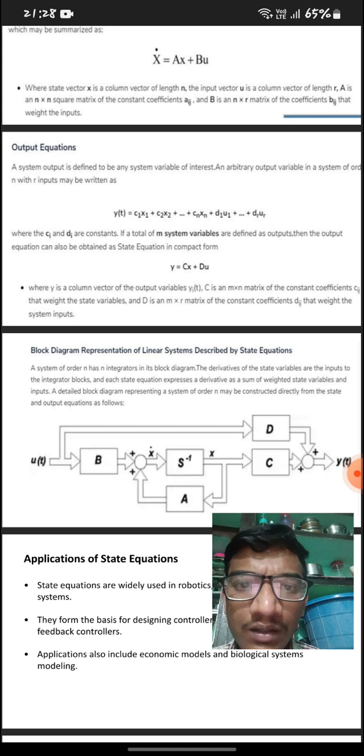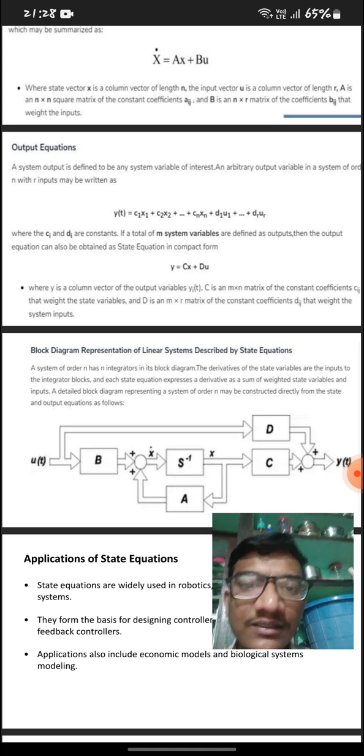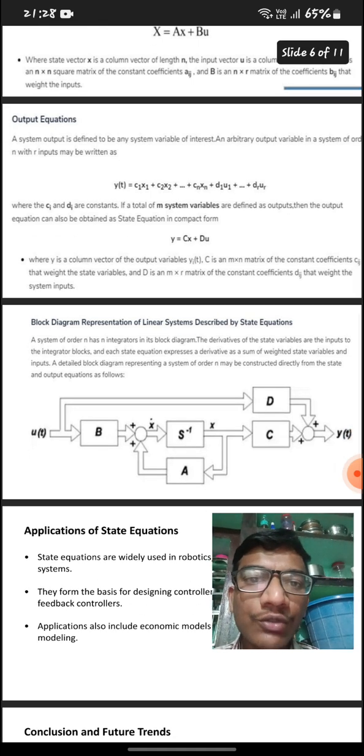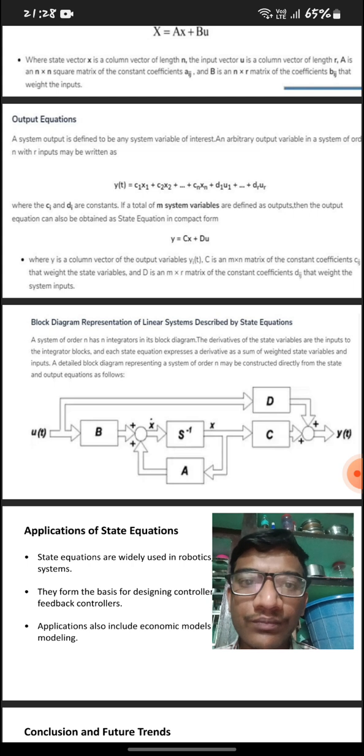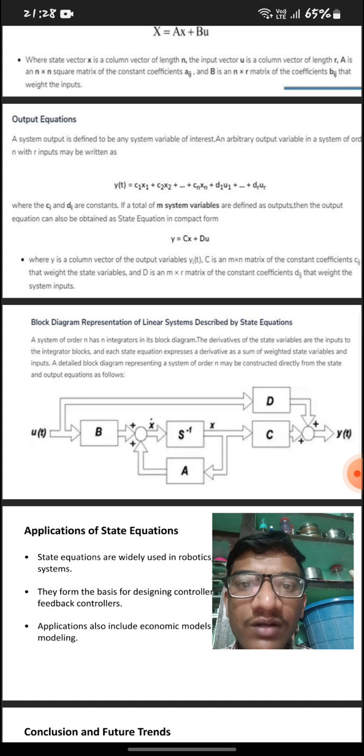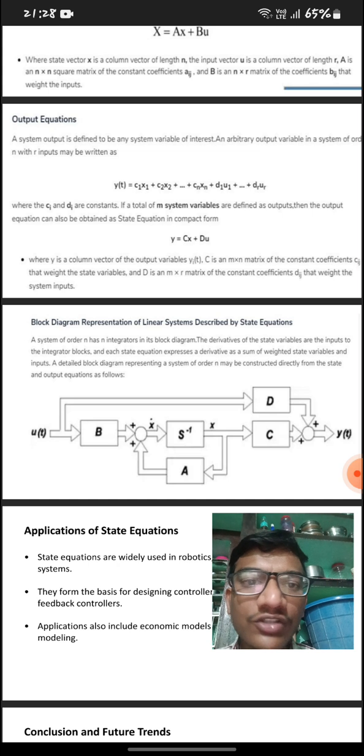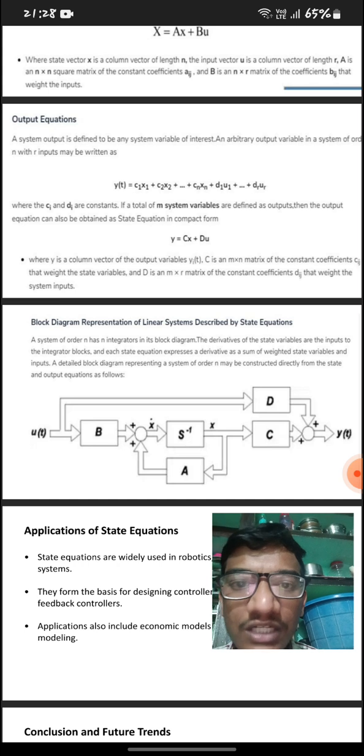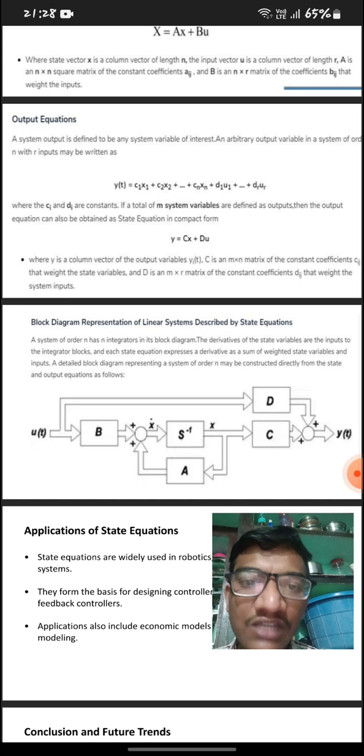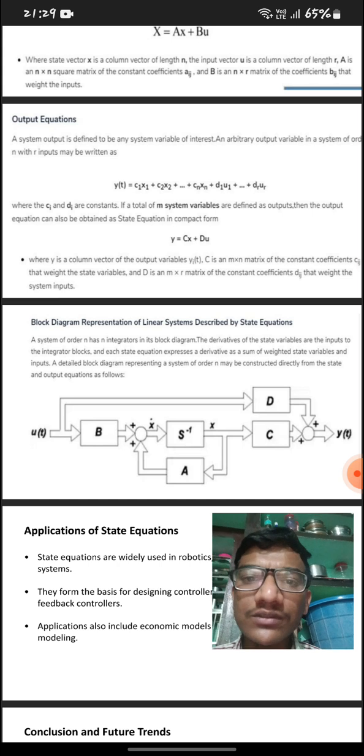The above equation is in the form y equals cx plus du. Here y of t is y, c1x1 plus c2x2 and so on plus cnxn is cx, and d1u1 and so on plus drur is du. Here y is a column vector of the output variables yi of t, C is an m by n matrix of the constant coefficients ci that weight the state variables, and D is an m by r matrix of the constant coefficients dij that weight the system inputs.